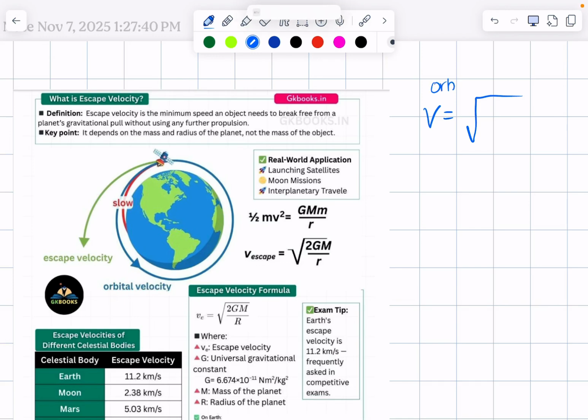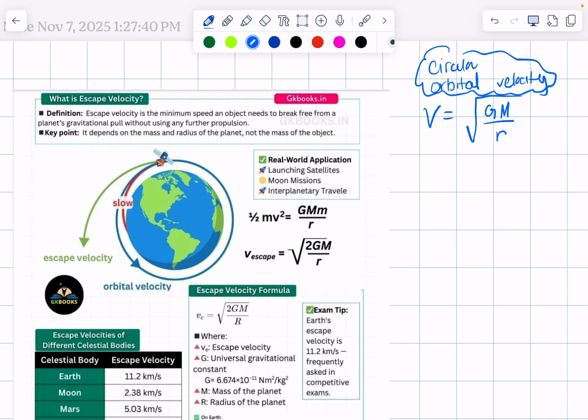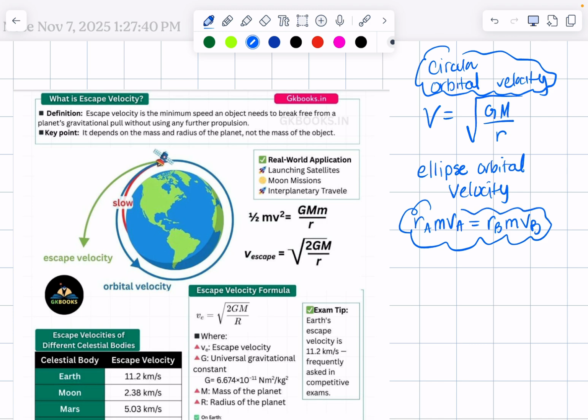When we were doing orbital velocity and it's circular, we said we could use the square root of GM over r. When you have an ellipse, an elliptical orbital velocity, that's when you do the conservation of angular momentum, so R_A V_A equals R_B V_B. That's the conservation of angular momentum.